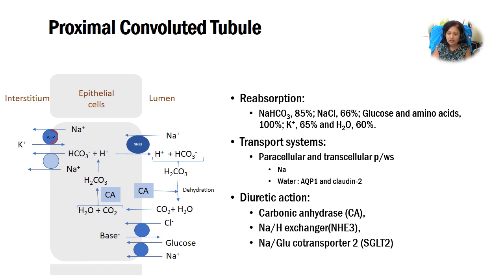The dissociation into hydrogen ion and bicarbonate allows for the movement of hydrogen back into the lumen, facilitated by the sodium hydrogen exchanger, and bicarbonate is transported out of the cell on the basolateral side by the transporter. Bicarbonate reabsorption is dependent on the function of the enzyme carbonic anhydrase. And these are the key points at which diuretics would work, and we'll explore them now.